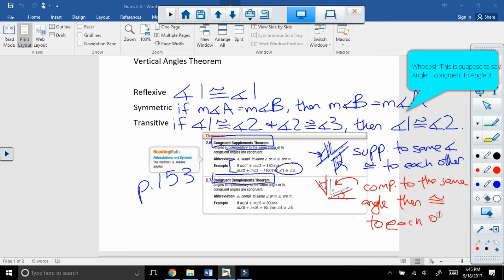And these are theorems. These things can be proven. We are not going to go through proofs of these, at least not at this time. But theorems you can prove using other reasons.